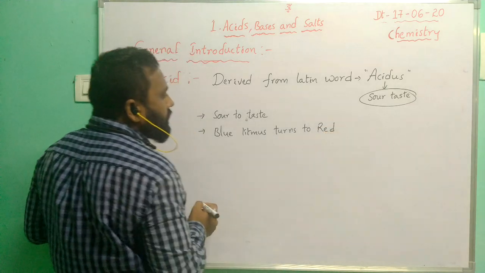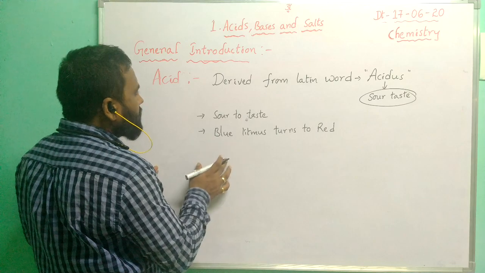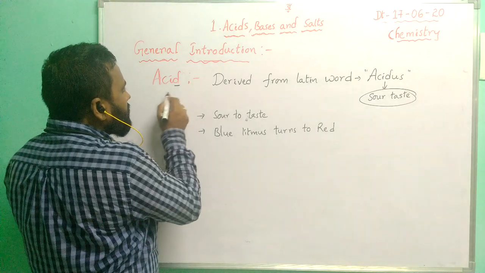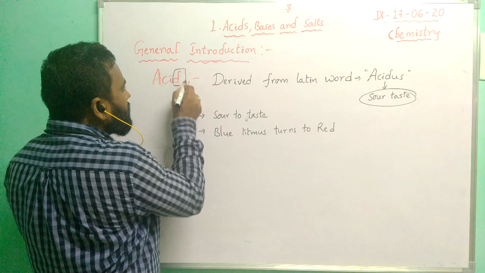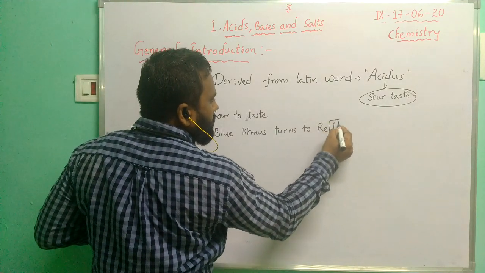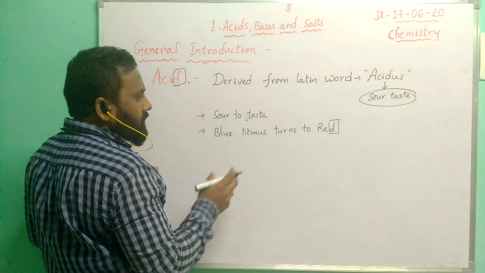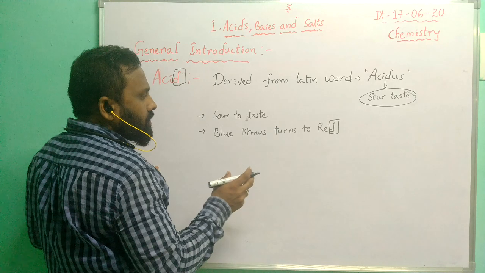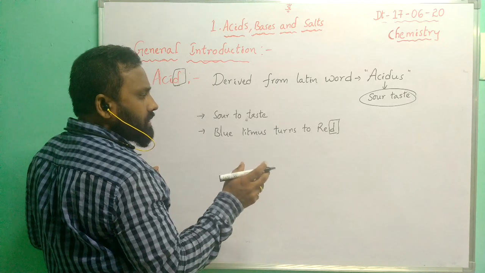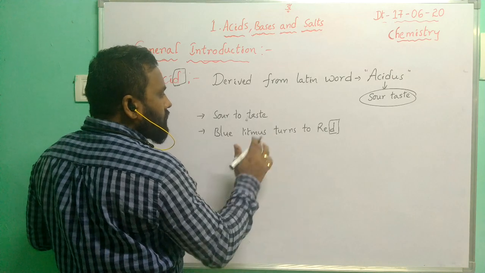So, my dear students, this point you can easily remember in your mind. Why? Because acid ends with D, and red ends with D. And another one, acids are very dangerous, we know very well. The dangerous symbol is nothing but red. So that's why blue litmus turns to red.